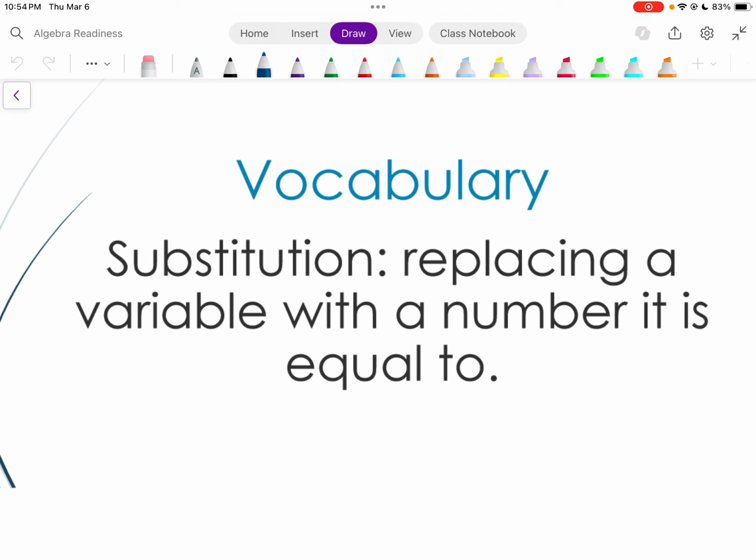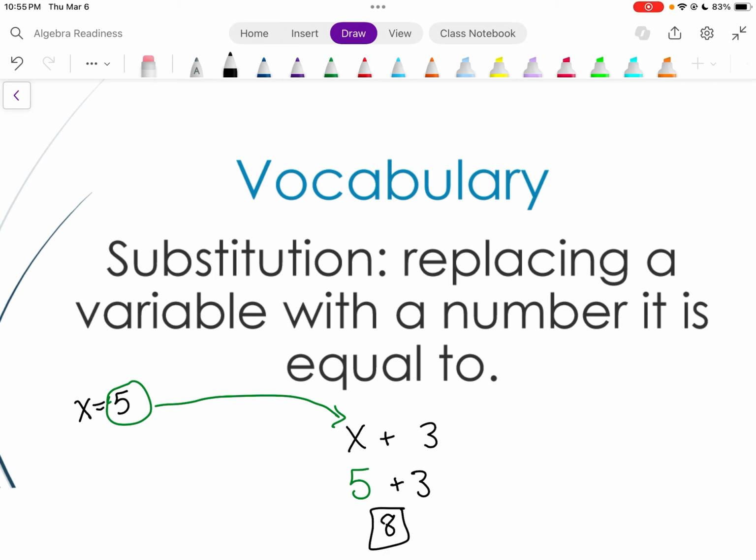For example, if we had the expression x plus 3, and we were told that x equals 5, substitution means we are going to take that 5 and plug it in for x. So instead of x, now we have 5 plus 3. Then, because we have no more variables, we have all numbers, we're able to evaluate or solve to get our answer, 8. So substitution is replacing the variable with a number.